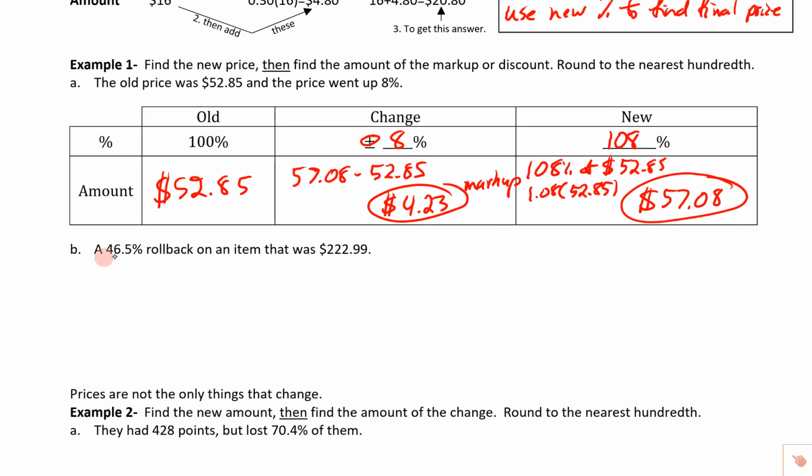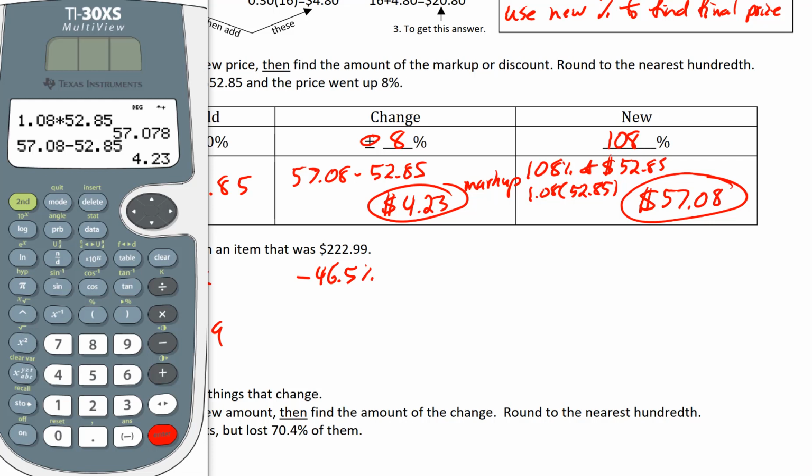It says a 46.5% rollback on an item that was $222.99. So let's think about it this way. It normally cost $222.99. We normally pay 100%. We're going to roll that price back, so we're going to take off 46.5%. Let's figure out what the new percentage is. So we'll bring up the calculator. We're going to take 100%, and we're going to subtract 46.5.